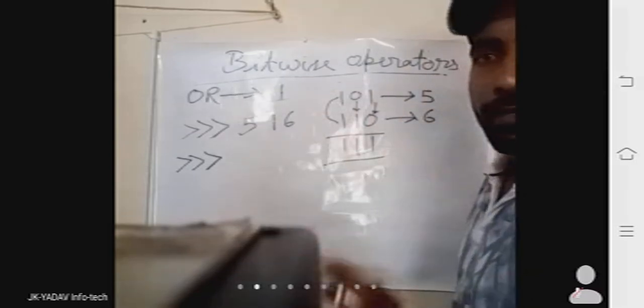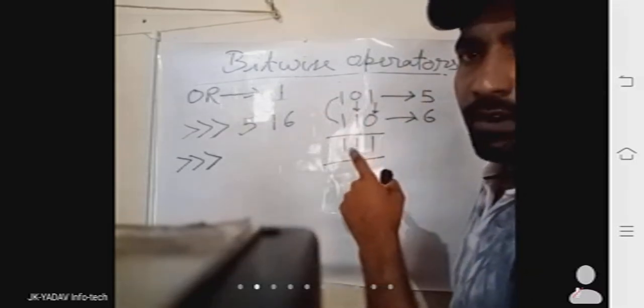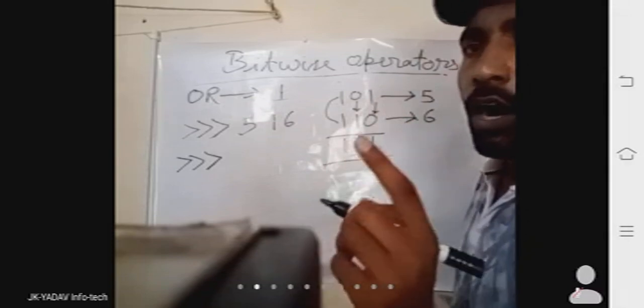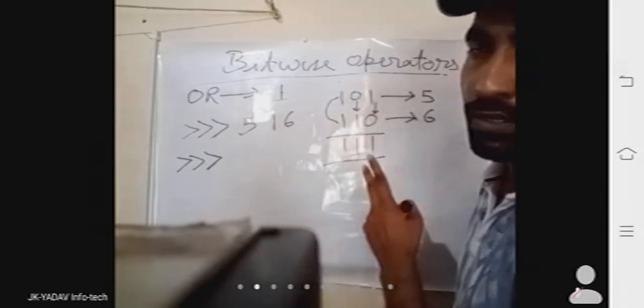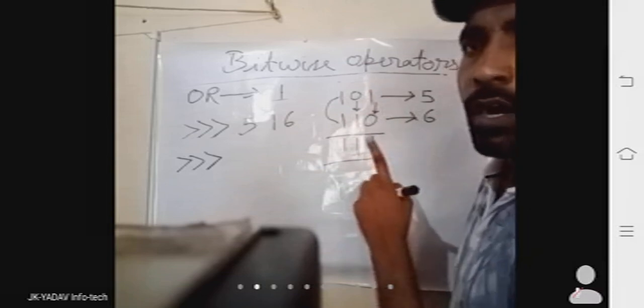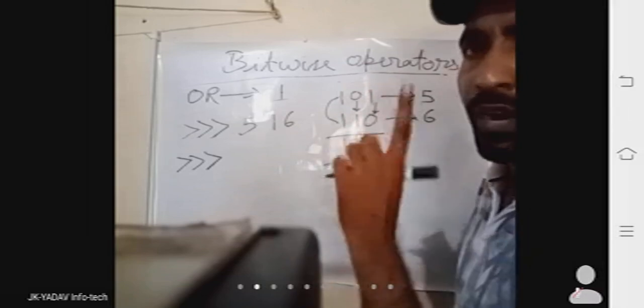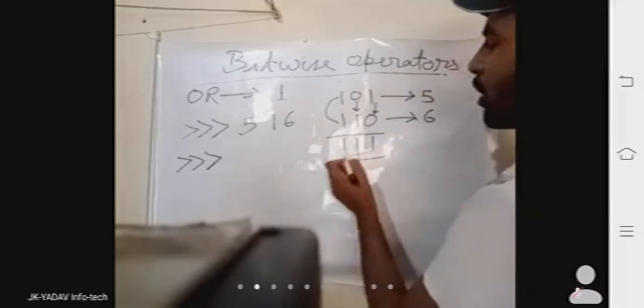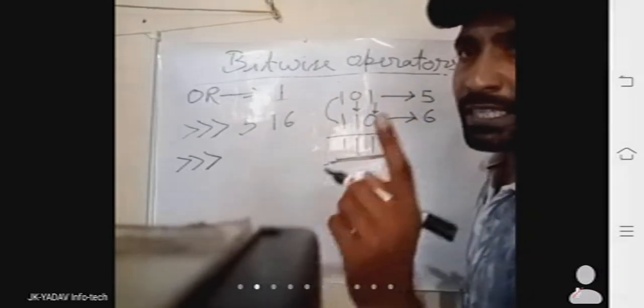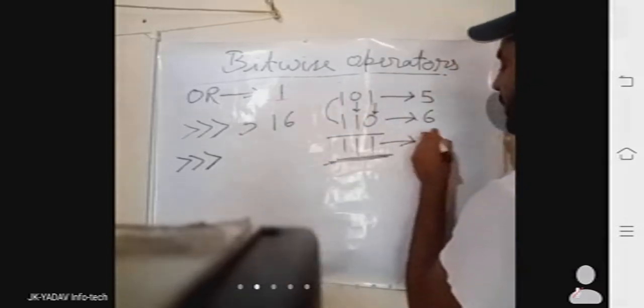Just now I told you according to the table that in the bitwise OR operator, the result can be 0 only when both the operands are 0. Otherwise, in either case, the result will be 1. So what result have we got? 1 1 1. 1 1 1 is the binary of 7.